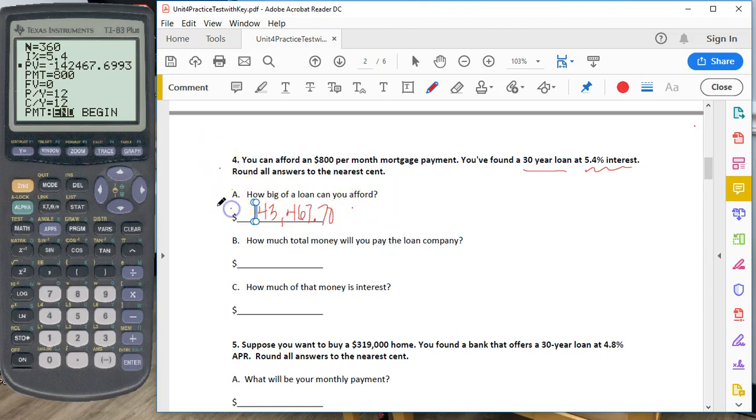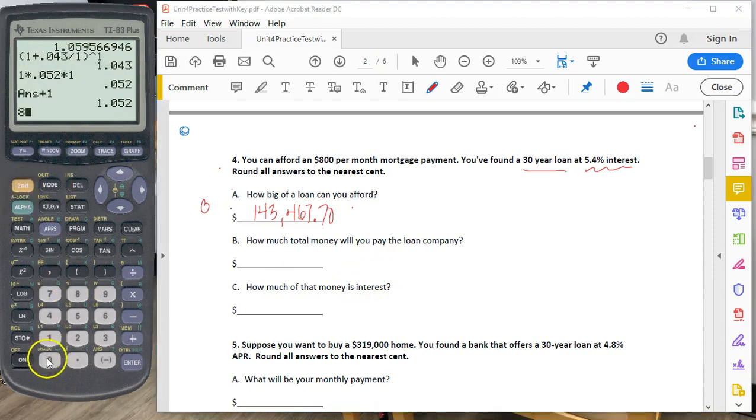I'm trying to get rid of my dots. There we go. How much money will I pay in total to the loan company, though? That's different. I'm going to go out to the main screen. Every month I'm going to pay $800. I'm going to do that for 30 long years.